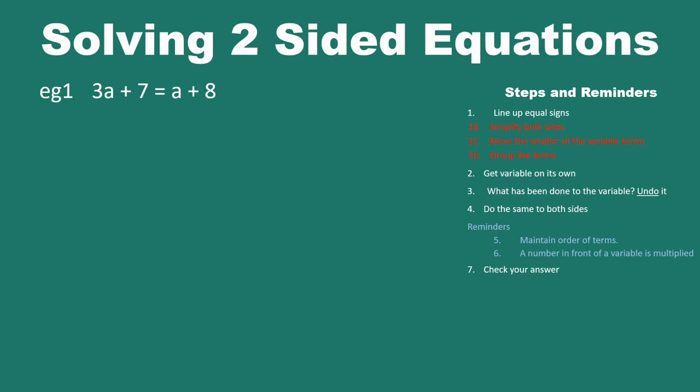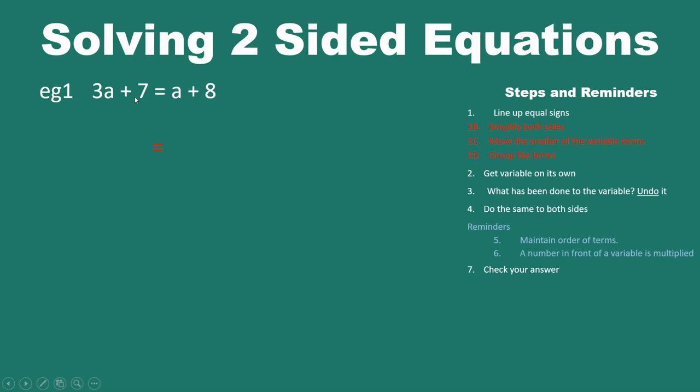So for example 1, we can clearly see that we've got the variable a on the left-hand side as well as on the right-hand side of this equation. I've put a short form of my steps and reminders over here on the right-hand side so we can remember them as we go through this. Step number 1, we want to line up our equal signs. Step number 1b, simplify both sides.